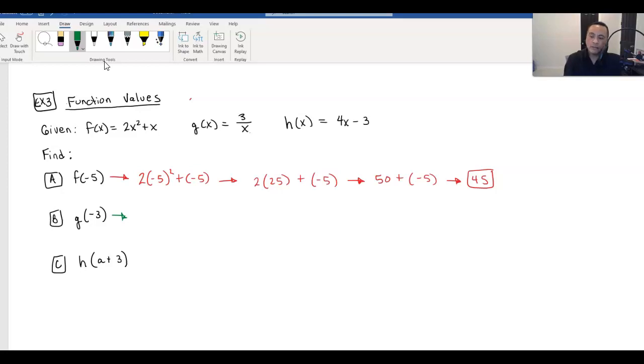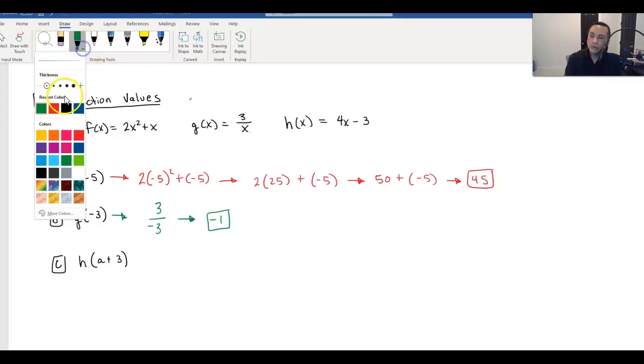All right, here's g of -3. What I'm going to do is substitute -3 into the x. There's only one x in there, so it's going to be a simple calculation. 3 divided by -3 is -1. It looks like I'm finished. All right, now I'm going to go to the next one.